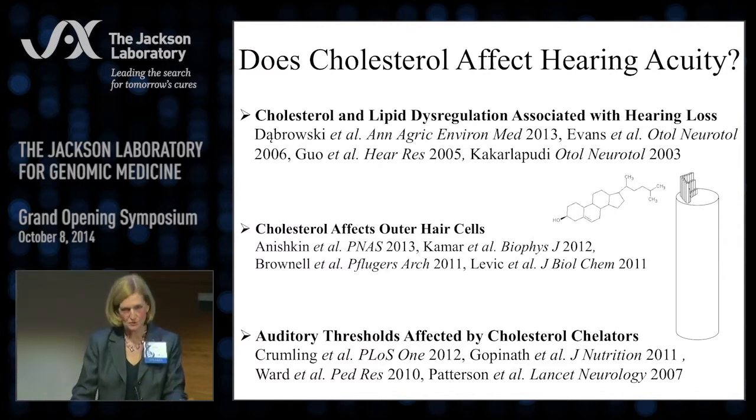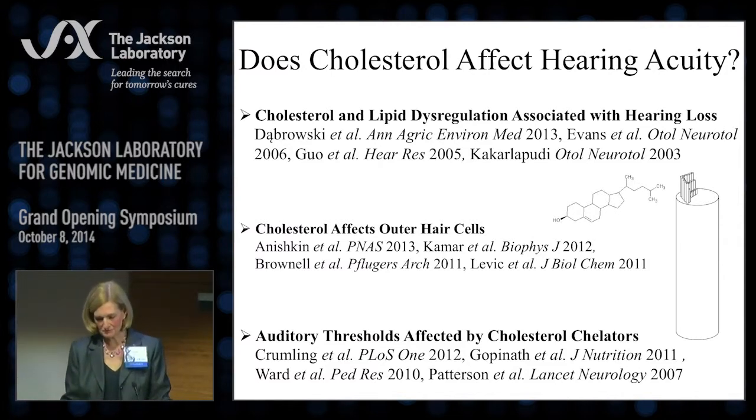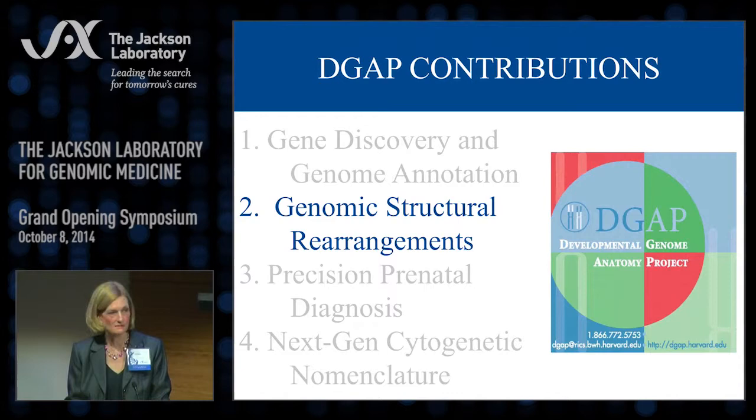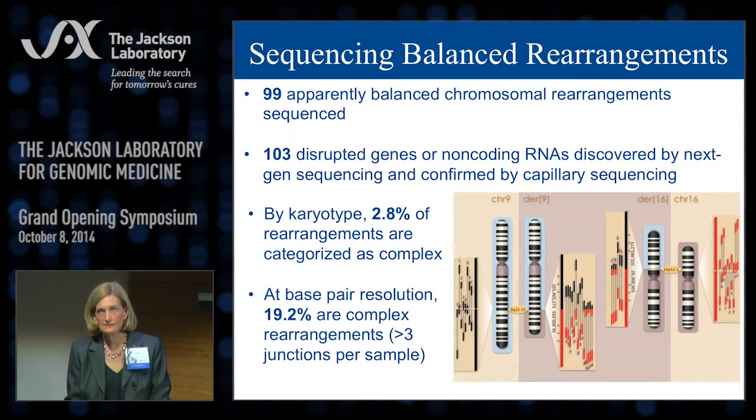So that's just a short gene discovery story. And now I'll just tell you a little bit about what we've learned about genomic structural rearrangements. It turns out that in sequencing about 100 of these, we found that not only did we disrupt genes, we also disrupted non-coding RNAs. And I think the total number out of our 131 cases with 176 disrupted genes, we have 19 non-coding RNAs disrupted.